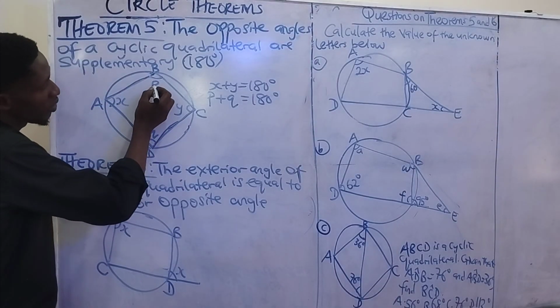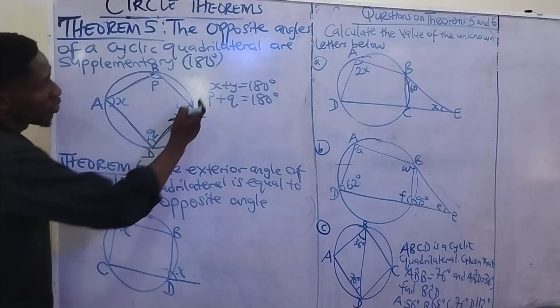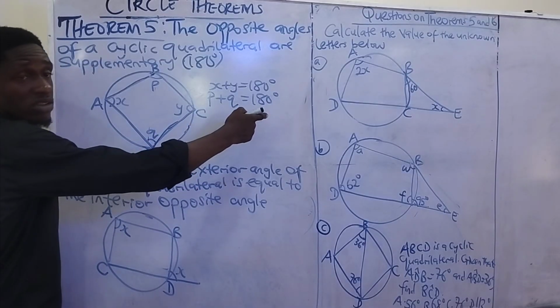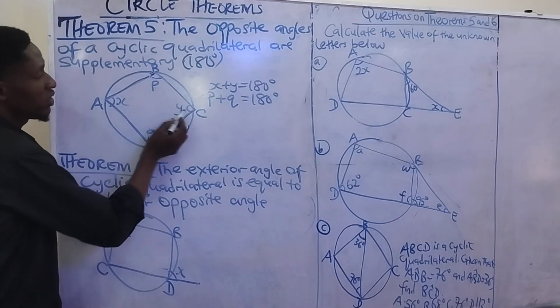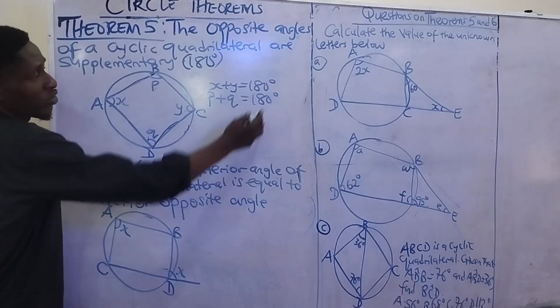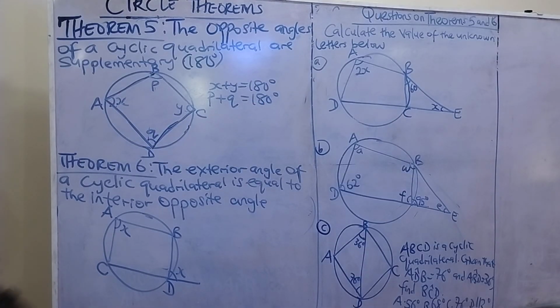You can see that this angle is directly opposite to this. So P plus Q is 180 degrees. This angle is facing opposite to this angle. X plus Y is 180 degrees. And that is what this theorem is talking about.